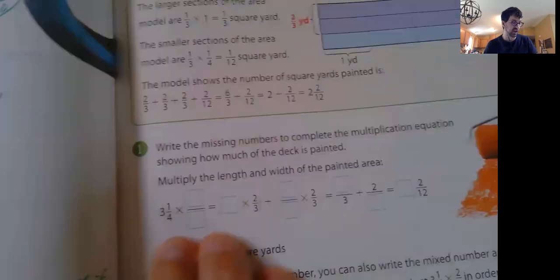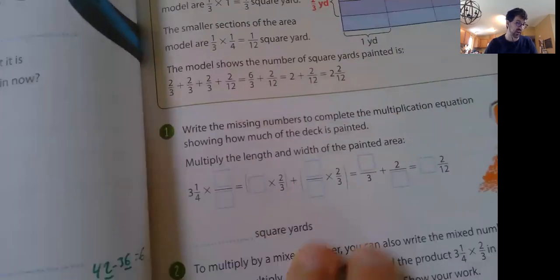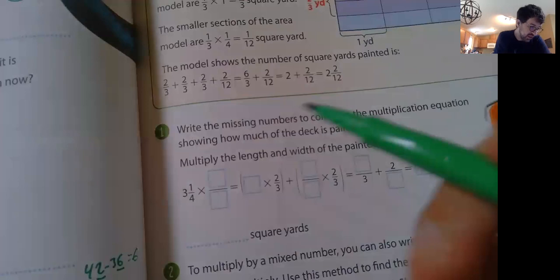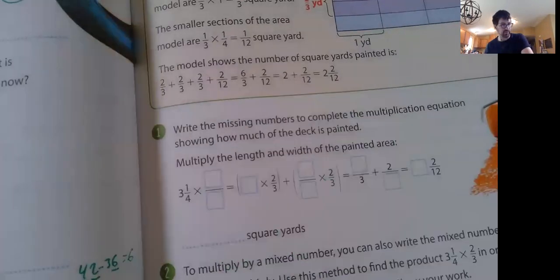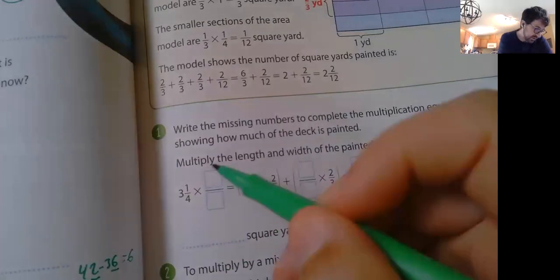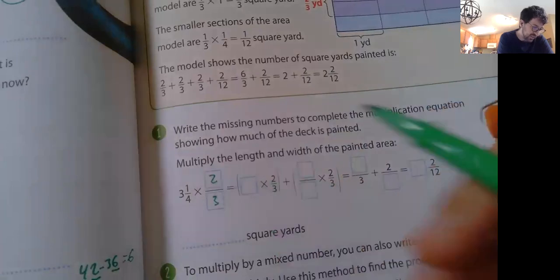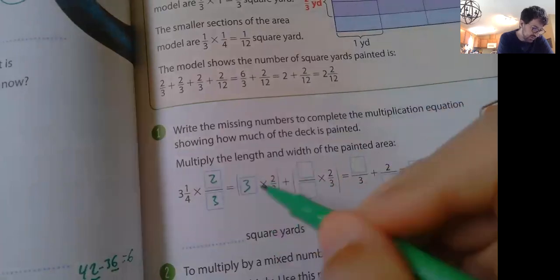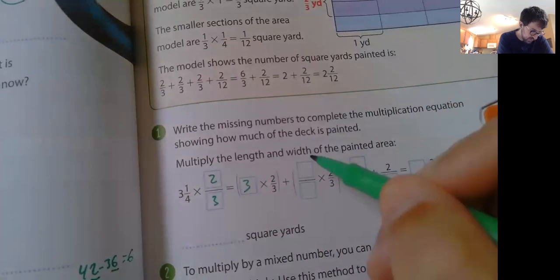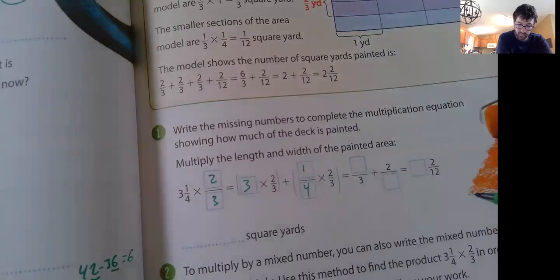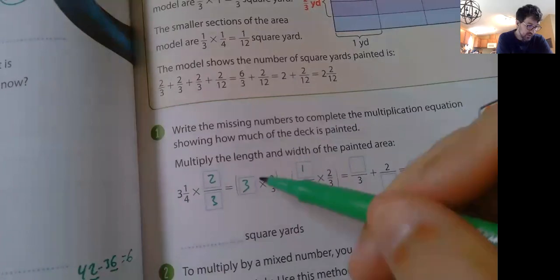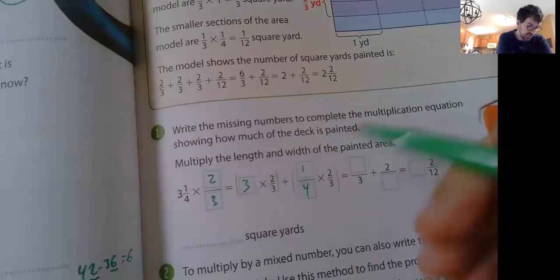Okay, I'm not going to go over these pages. Again, this is talking about the strategy I just used. But actually, I will just do this first part here. In this problem, it's 3/4 times 2/3. This is the same as 3 times 2/3 plus 1/4 times 2/3, right?